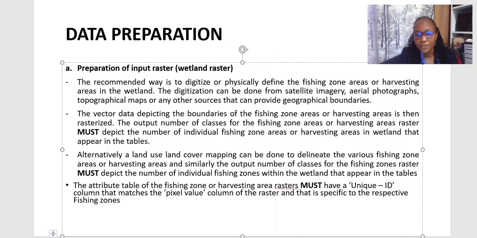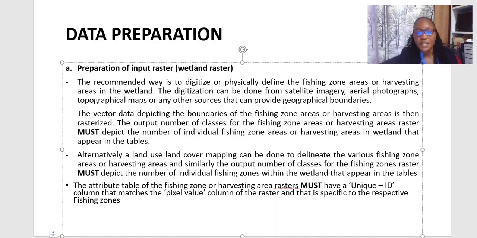In the data preparation for the wetland product, we have some considerations that you must put in place. Number A, we have the preparation of the input data for the wetland raster, and we recommend you digitize or physically define the fishing zone areas or harvesting areas in the wetland. The digitization can be done either from satellite imagery, a photograph, a topographical map, or other sources that can provide geographical boundaries. When you're digitizing this, you should consult local expert knowledge, because they're in a position to tell you where the fishing zone boundaries are.